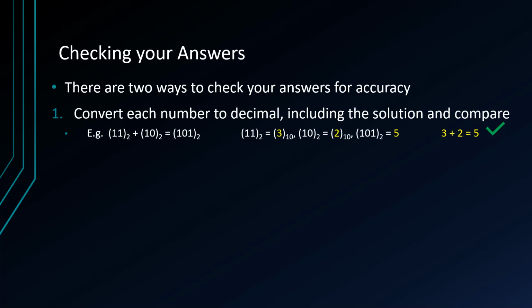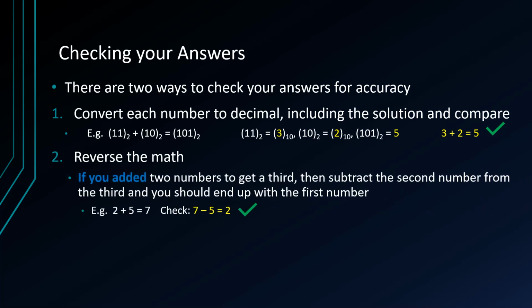Let's see if we can reduce this workload. Number 2 says just reverse the math. If you added, subtract. If you subtracted, add. What do I mean by that? Well, let's take a look. If you added 2 numbers to get a third, then simply subtract the second number from that third number, and you should end up back where you started. So in this example here with decimal numbers, 2 plus 5 is equal to 7. So if I subtract that 5 from the 7, I should end up back at the 2. And I do. Check.